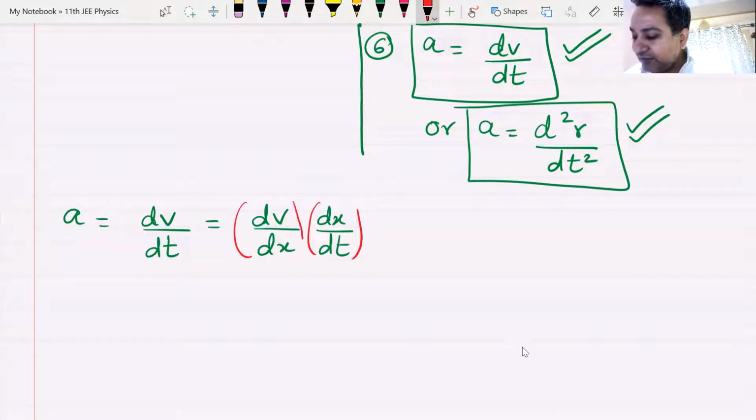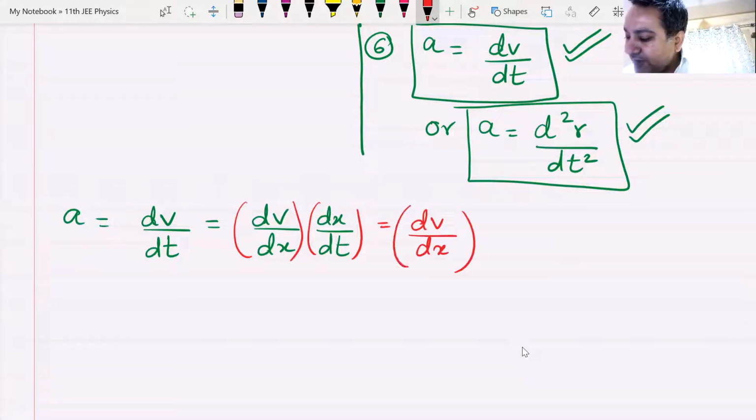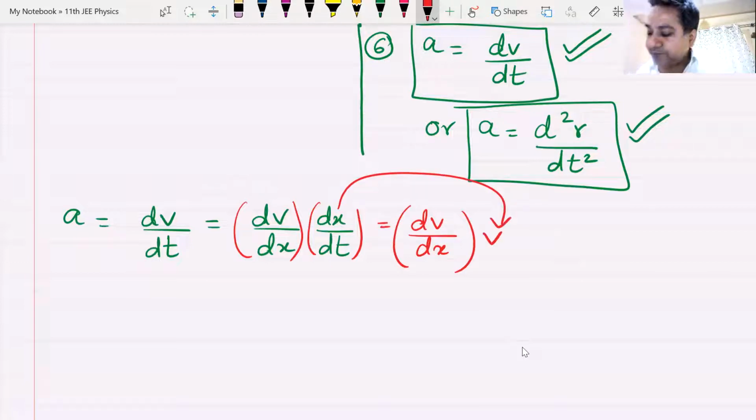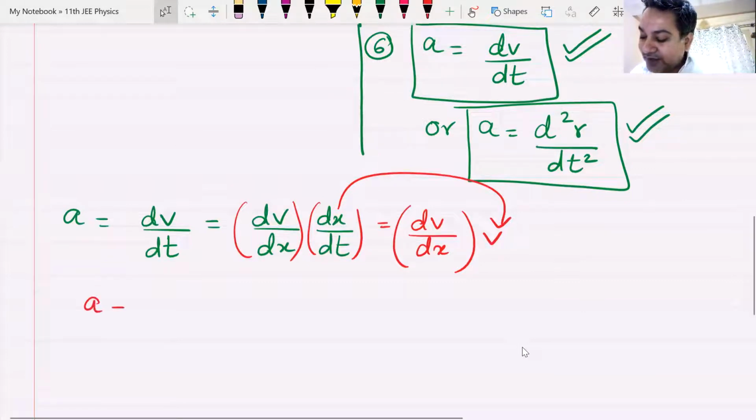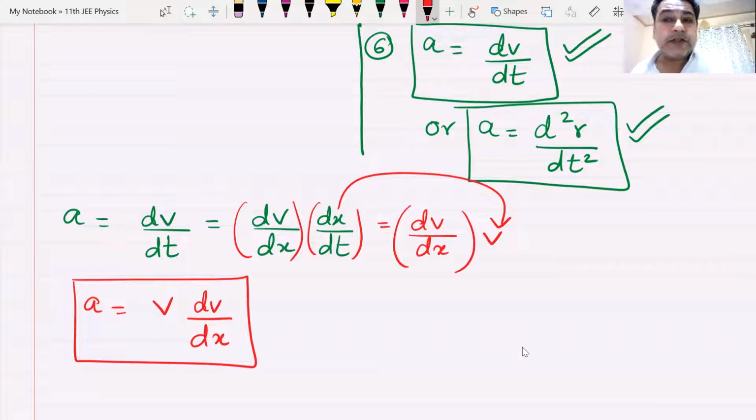Now see, dx by dt or dr by dt is nothing but the rate of change of position vector with time. So dv by dx multiplied by dx by dt, which becomes v. So I can write acceleration as v into dv by dx. Am I clear how I've written acceleration? Acceleration is v into dv by dx.